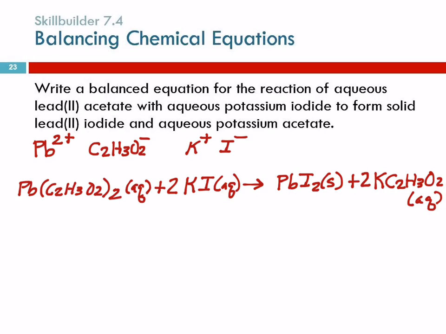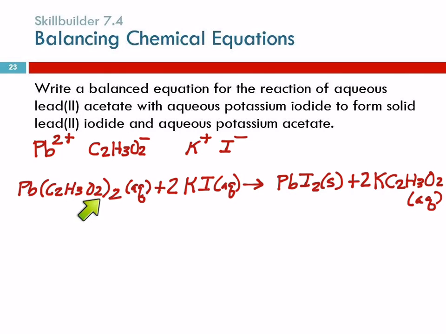Did that change anything that I've already fixed? Did it mess up the Pb or the I? No. So I've got K, I, and Pb taken care of. Now I just have to worry about this mess. This is a polyatomic ion, C2H3O2, and look, it's over here as well. It did not come apart during this chemical reaction. It just switched partners. So I can balance polyatomic ions as units if I want to. So let's do that first, and then I'll talk about the other way.